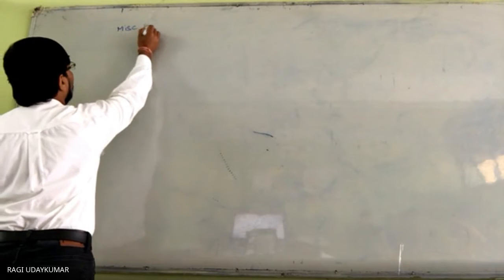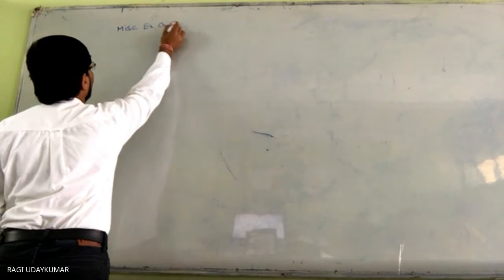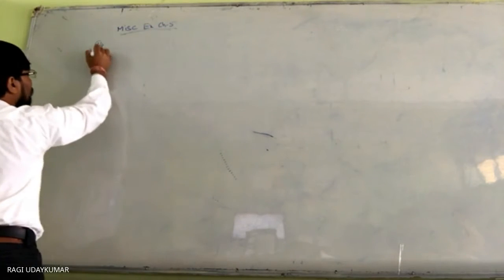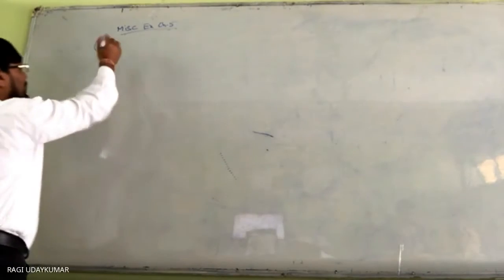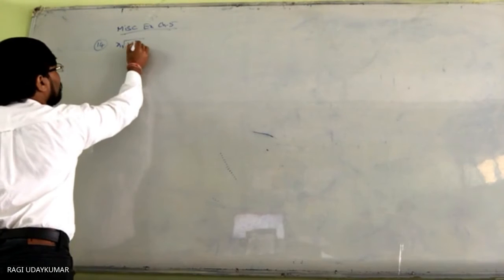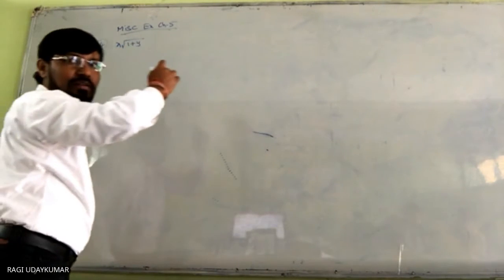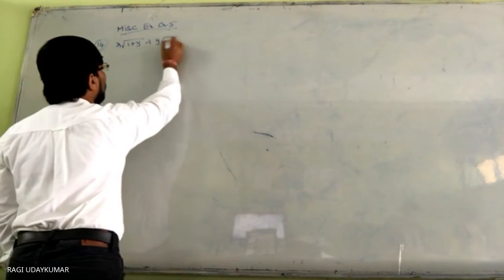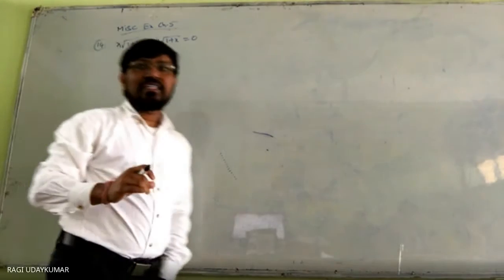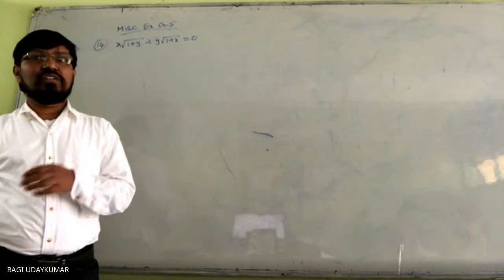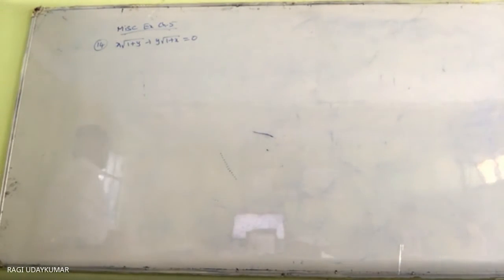Miscellaneous exercise chapter 5. In this 14th question, it is very important from the examination point of view, a different kind of answer. x into under root of 1 plus y plus y into under root of 1 plus x is equal to 0, and it is asking me to find out dy by dx is equal to minus 1 by (1 plus x) whole square.